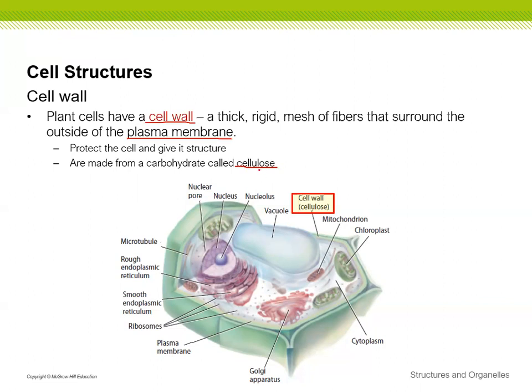It is something that you eat a whole lot. If you think about celery, you know those long, thin strands in celery? That's cellulose. It's a fiber that you can't digest. Fibers are very hard, right?